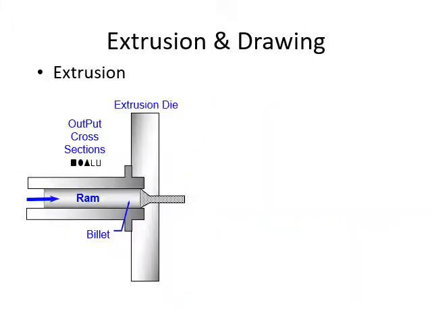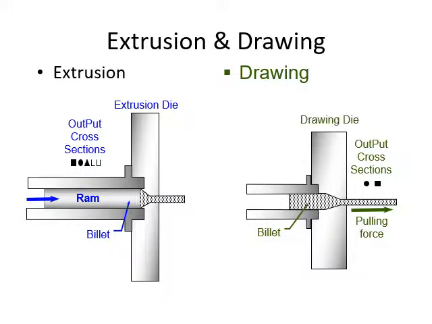Then over here is the extrusion and drawing. The difference between extrusion and drawing is that extrusion will have a plunger to ram up the billet into the extrusion die, while in drawing, the billet is pulled out from the drawing die.